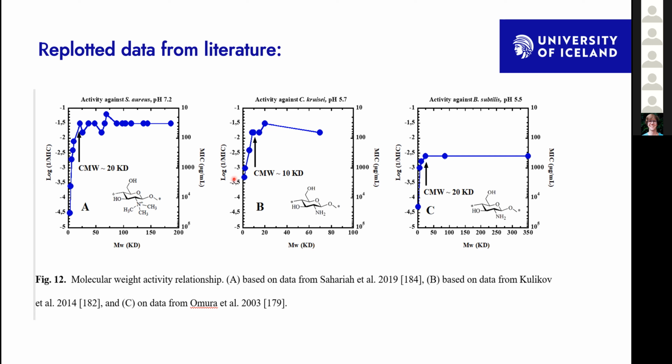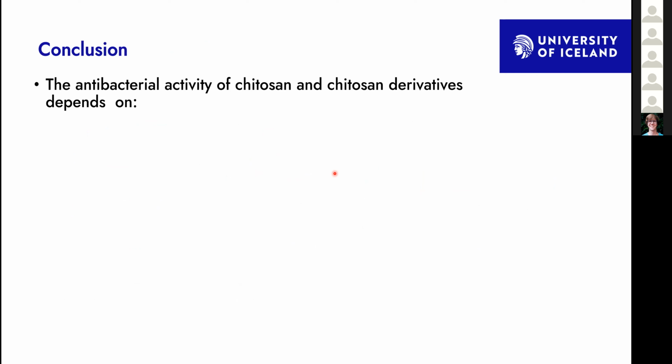It seems like there is some critical molecular weight for activity around maybe 10 kilodalton, where you have the maximum activity, and then there is no further increase. But this is something that we would like to study in much more detail in the future. And so, yeah, the time is up.